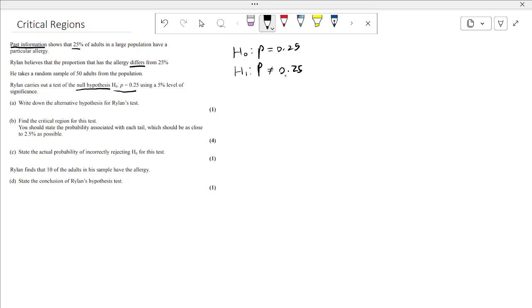Hopefully you've seen this idea before, but this is what's known as a two-tailed test. So I'll get into the specifics of what that means in a little bit. Okay, that's actually my alternative hypothesis. That's my answer for part A, and B is just doing the rest of the test.